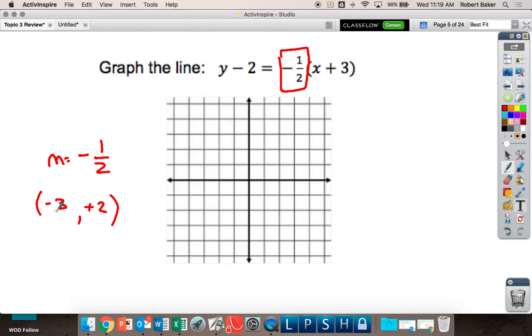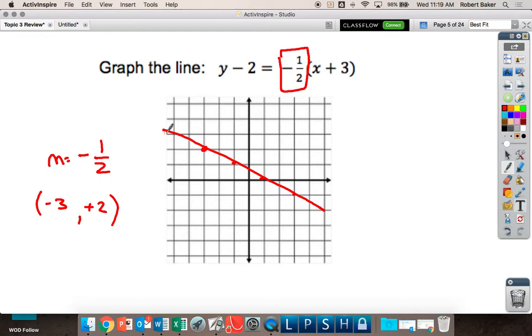So you plot the point, -3, up 2. And then you apply slope, down 1, over 2. A line something like that. If you need a straight edge, you should have your ID on, and you can use your ID to draw that straight line. Does that clear it up for anybody that was a little confused?